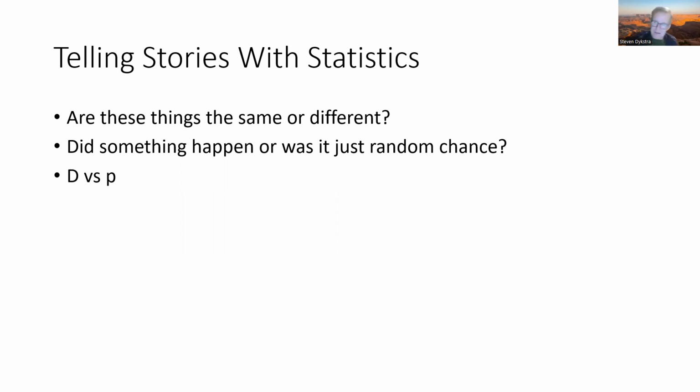And what P says, P is the representation of how likely is it that you could have created this much difference just through random chance. And the standard in social sciences, and education is a social science, the standard in social science is that we're pretty confident something happened if P is less than 5%, 0.05. There's less than a 5% chance that you would have gotten this difference just through random chance alone.